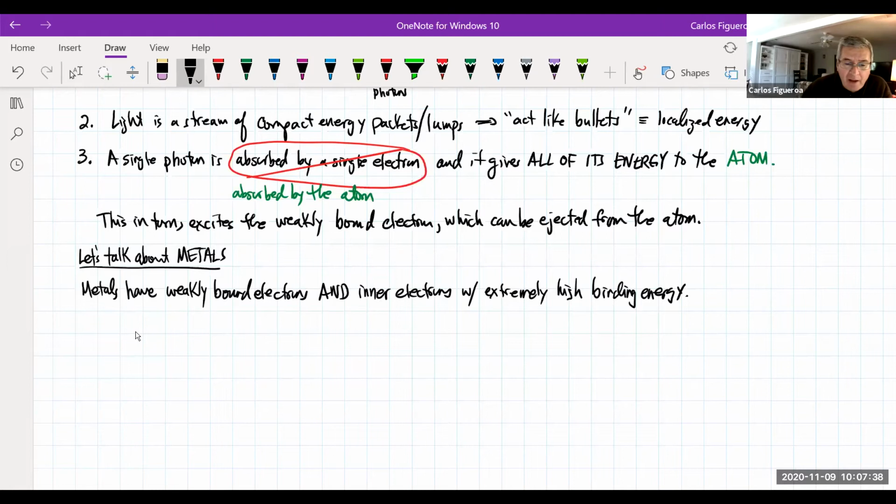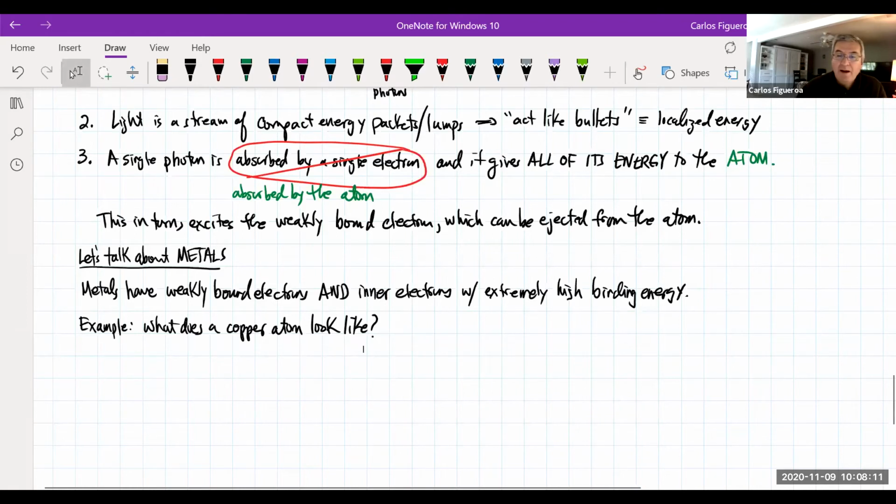So one model that we can talk about for bound electrons is an electric potential well. But before I get there, I'm going to do an example first. The first example that I want to look at is I want to ask the question, what does a copper atom look like? Okay, what do I mean when I say, what does a copper atom look like?